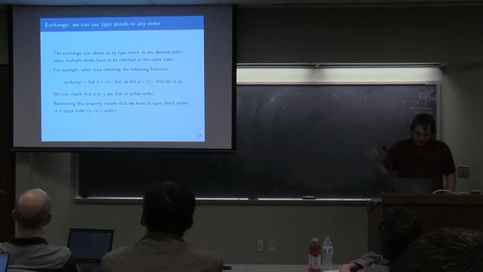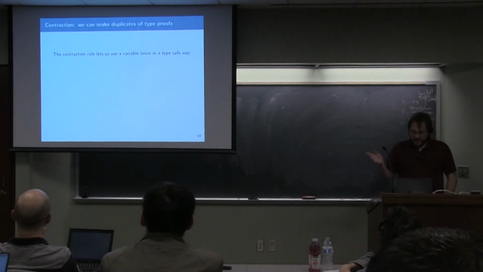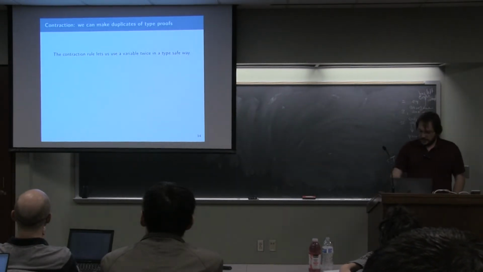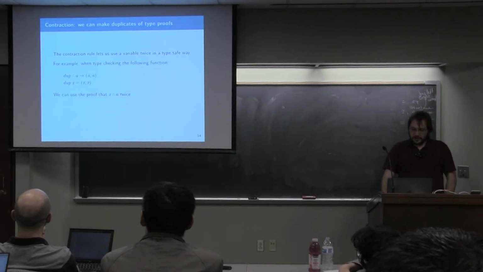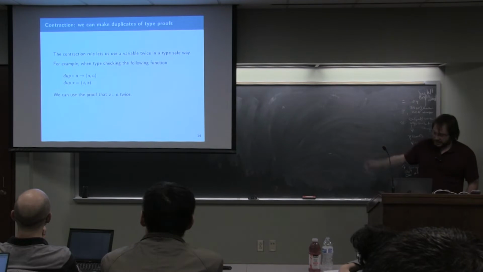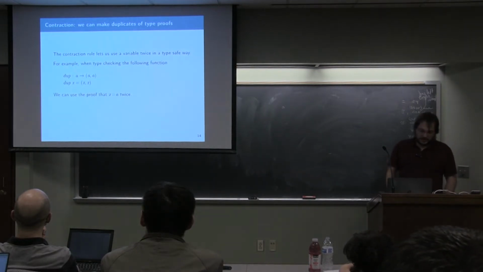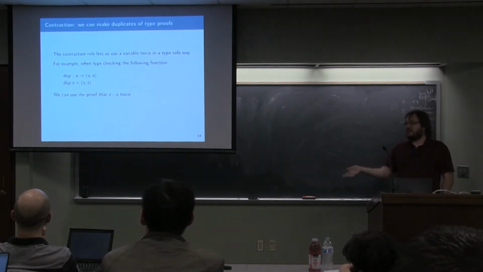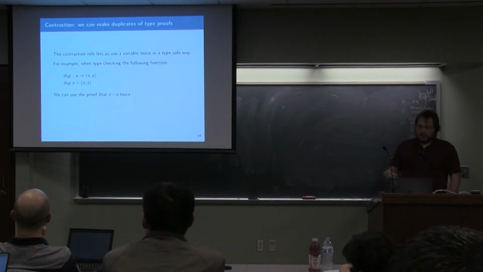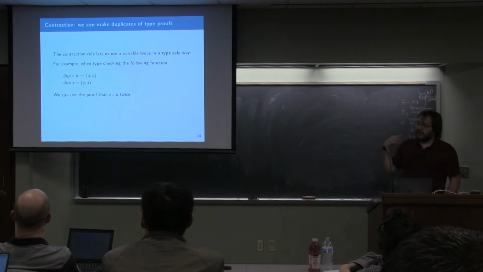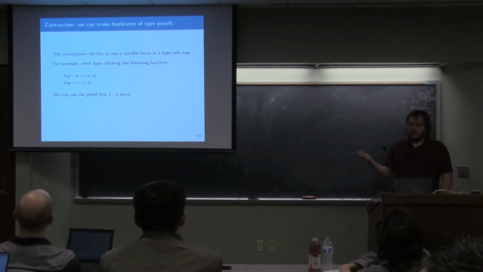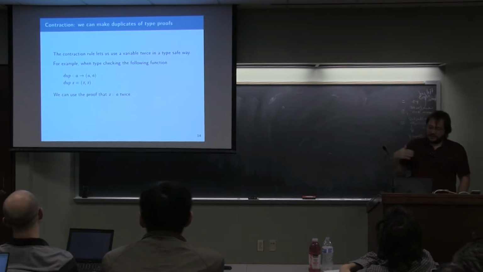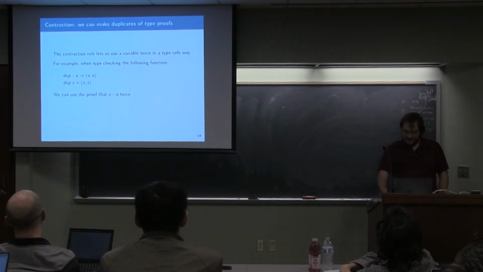So that's exchange. Then there's contraction, which allows us to make duplicates of type statements and type proofs. So it allows you to use a variable twice. For example, in this case, we have a duplicate function, and what it does is it takes an object and makes two copies of it, right? So when we're trying to type check it, we'll use the proof that x is a, both on the left side and the right side, right? The fact that we can do that is pretty nice in most programming languages.